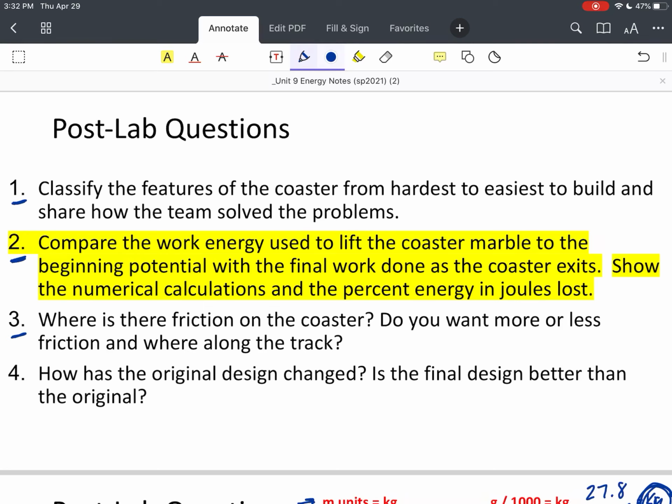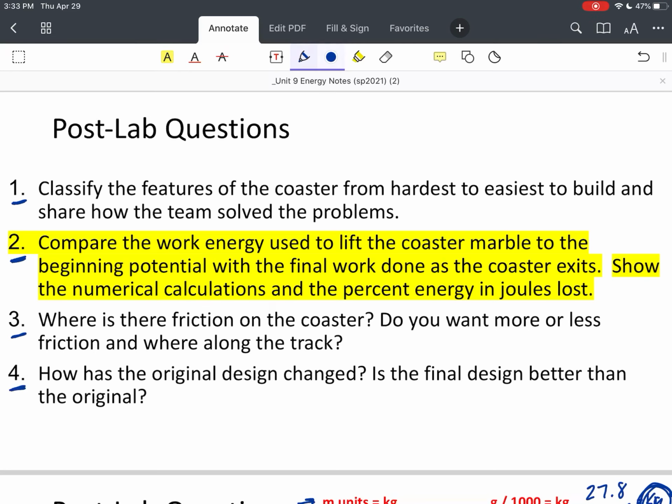When you were thinking about how you built your roller coaster, what is friction doing? Friction is that force that opposes our motion. So how is that evident in your roller coaster? Where were some areas that you might want more friction? If you think about the purpose of friction, it's to slow things down. Where are some areas in your roller coaster where you had to slow down your marble, versus where you wanted it to be moving fast?